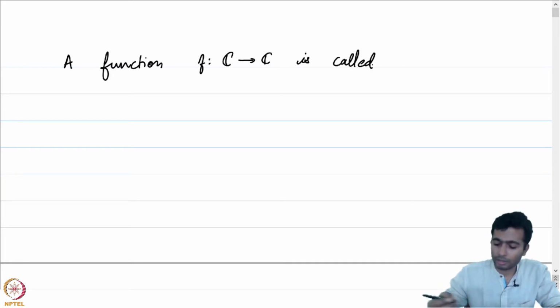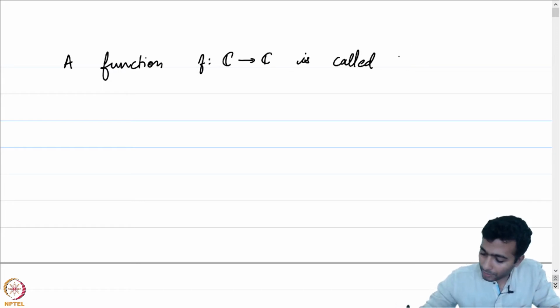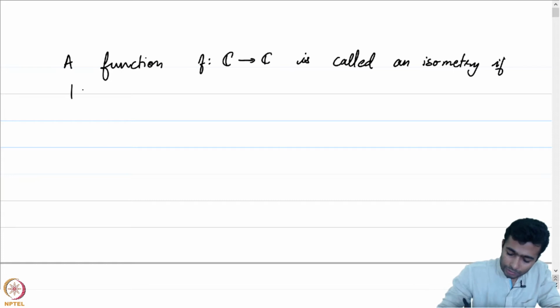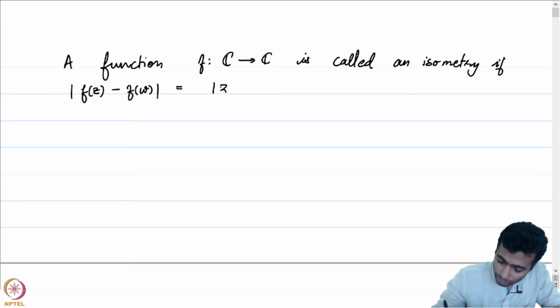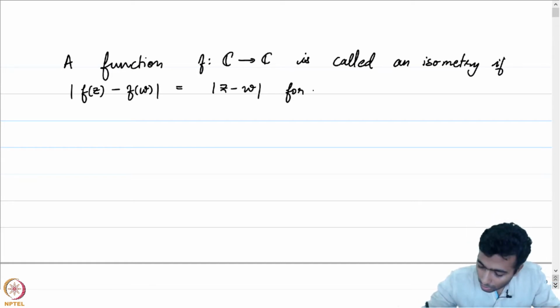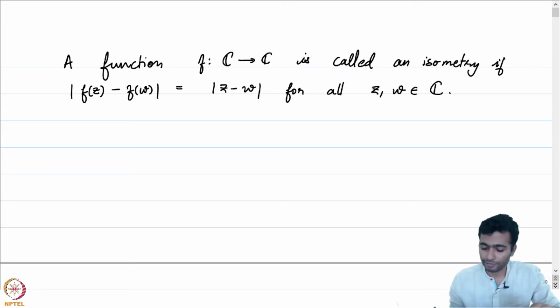More generally, on an inner product space, we can do this. Wherever there is a norm involved, we can talk about an isometry. A function f is called an isometry if the absolute value of f of z minus f of w, this is the distance of f of z to f of w, is equal to the absolute value of z minus w. This is the distance of z to w, and this is for all pairs z comma w in C. So basically, an isometry is a function of the complex plane to itself which preserves the distance between any 2 points.